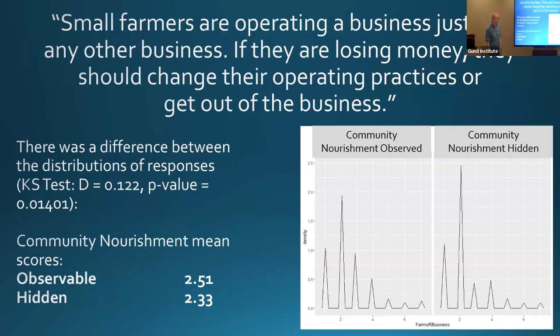And this is, to me, just fascinating. We just learned this, but we asked a Likert scale question: small farmers are operating a business just like any other business. If they're losing money, they should change their operation practices or get out of business. And the people that played the game where they saw the community nourishment were much less supportive of this than the people that played the same game but didn't see the community nourishment.